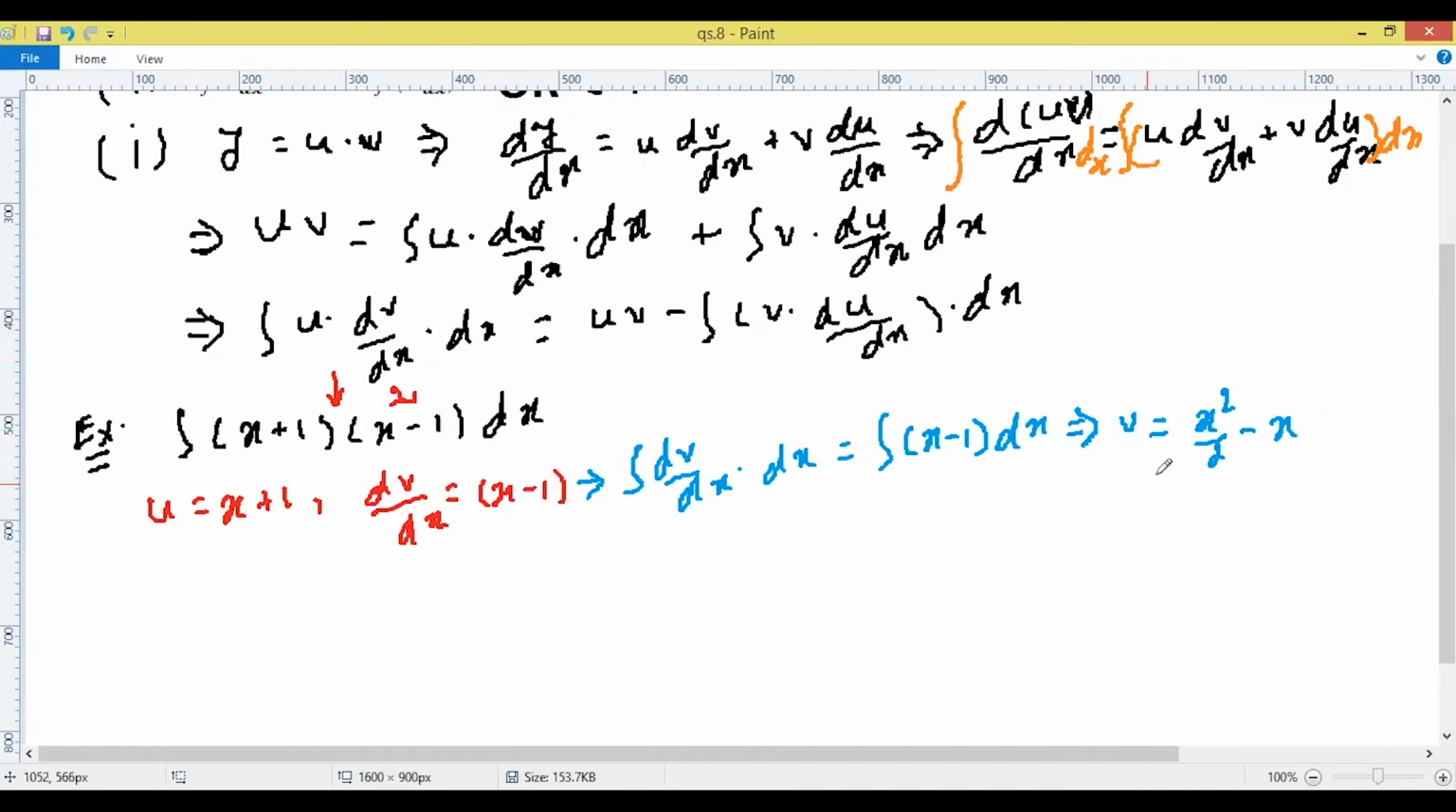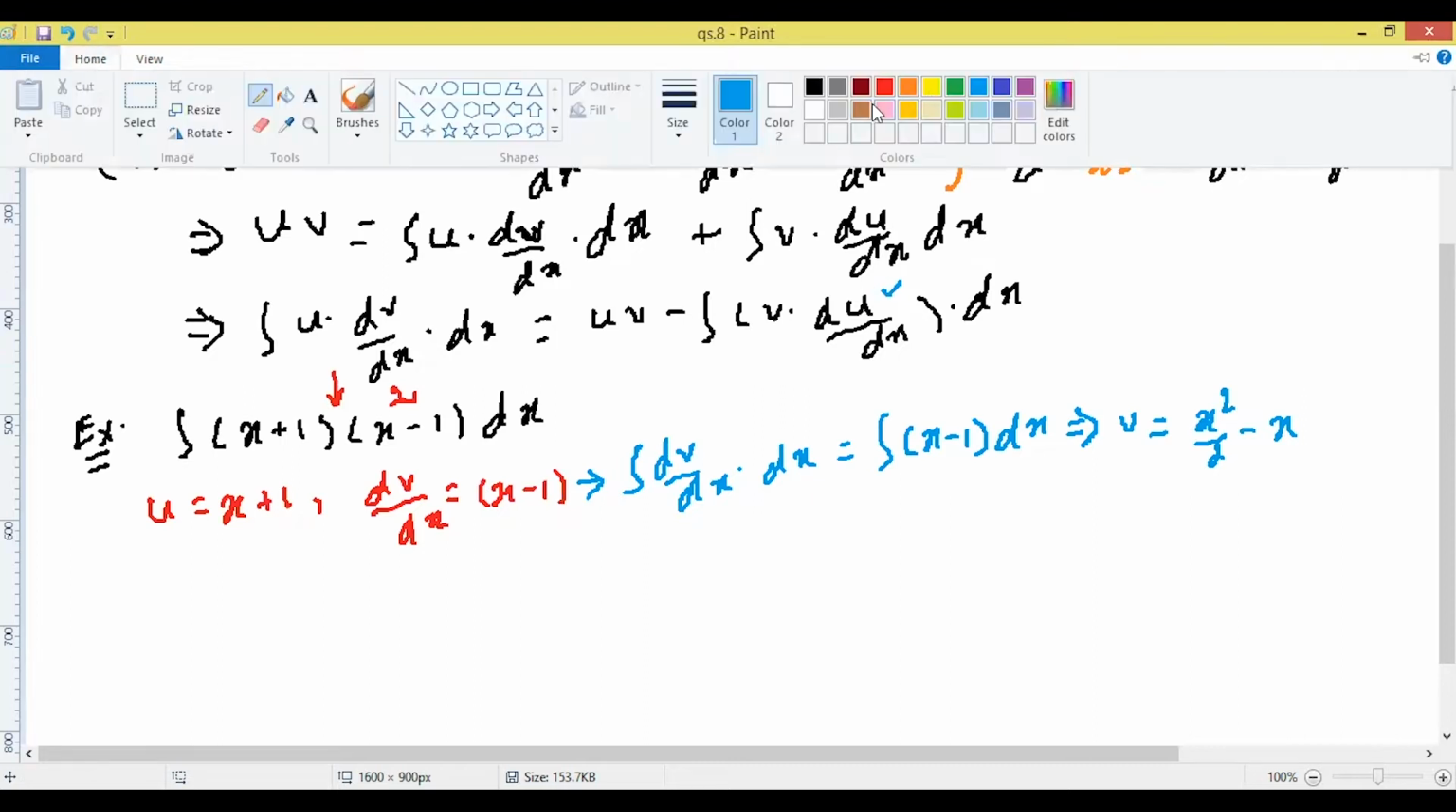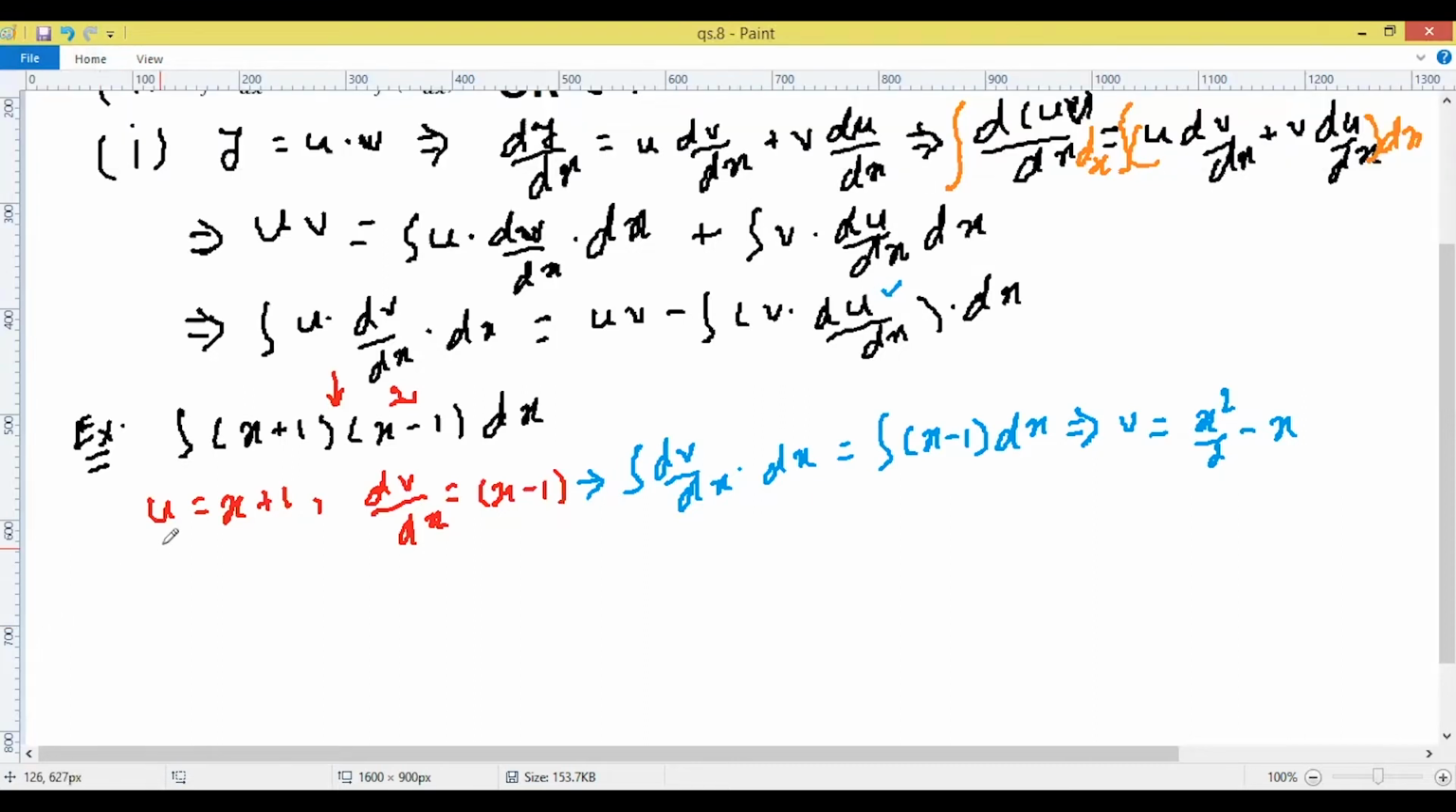Okay, so we have got the value of v also, and now we require the value of du by dx also. So we have u available here. From this u, you can find the derivative du by dx. We will look at the formula, what we need. The derivative of x is 1 and the derivative of 1 is 0. So in fact the derivative du by dx is going to be 1. And now proceed further.